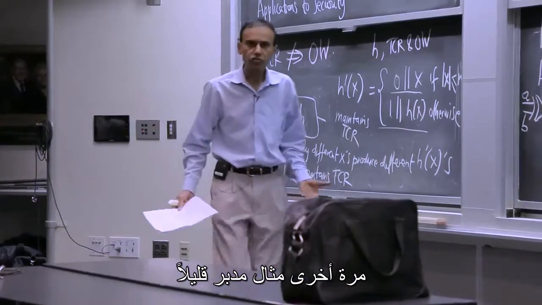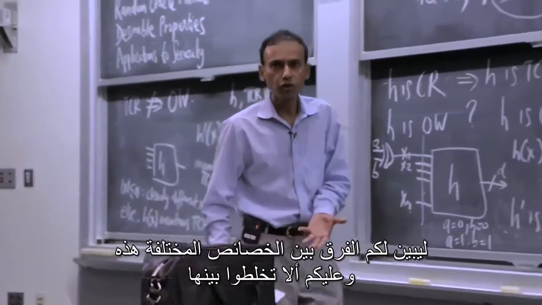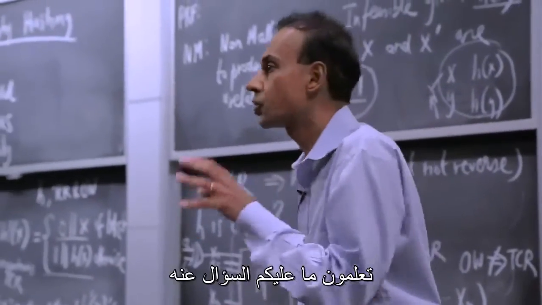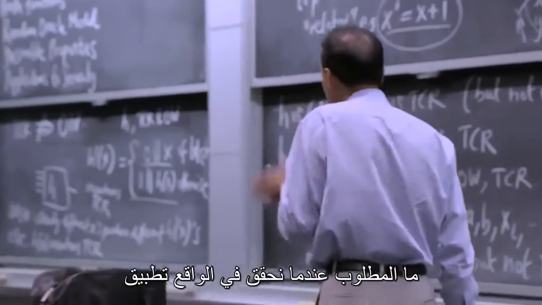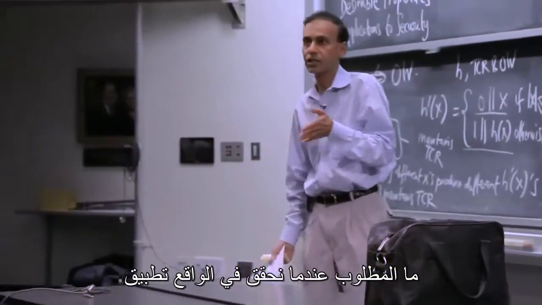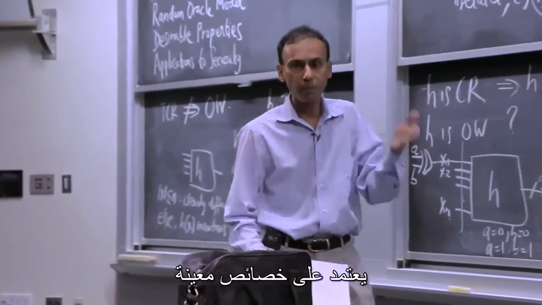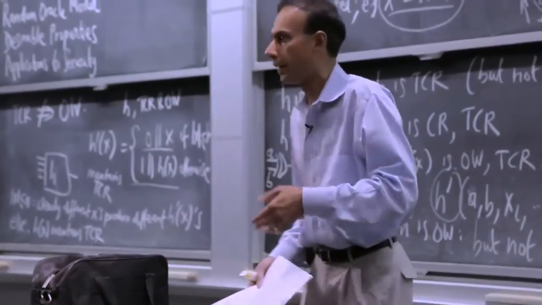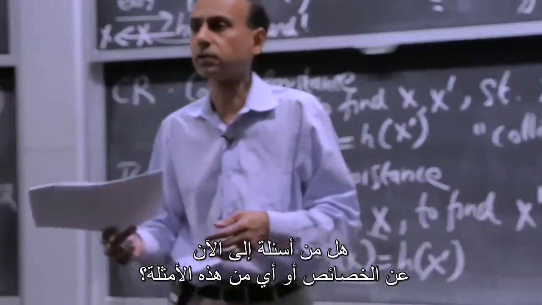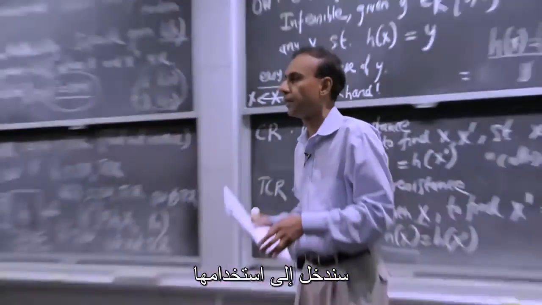So again, a bit of a contrived example to show you the difference between these different properties, so you know not to mix them up. You know what you want to ask for, what is required when you actually implement an application that depends on particular properties. All right? Any questions so far about properties or any of these examples?